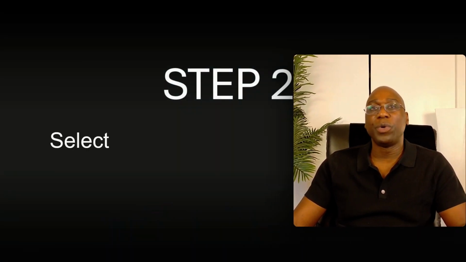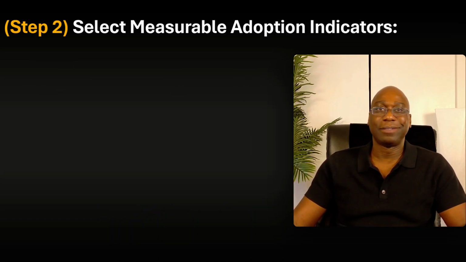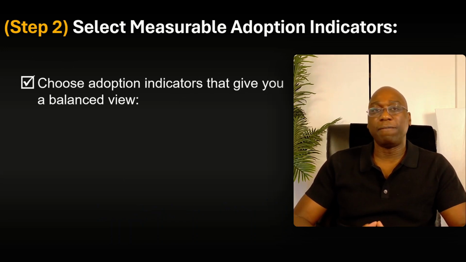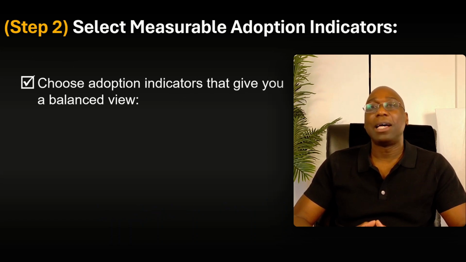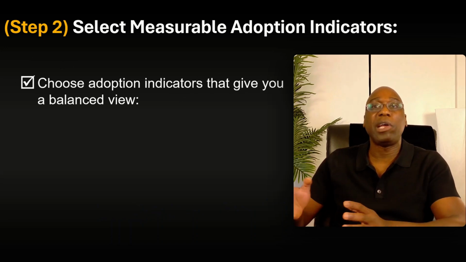For step number 2, you want to select measurable adoption indicators. You want to ensure that you are choosing adoption indicators that give you a balanced view. A balanced view involves quantitative as well as qualitative KPIs and metrics. A quantitative metric is a measure that is expressed in numbers and can be counted, calculated, and compared objectively.